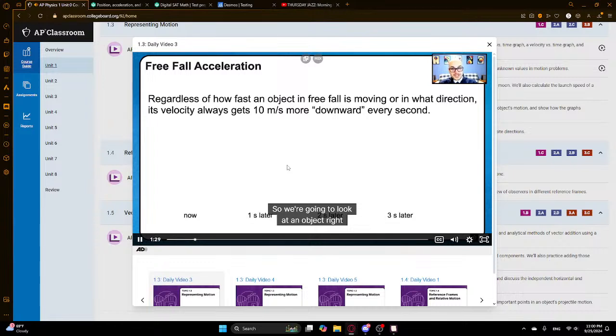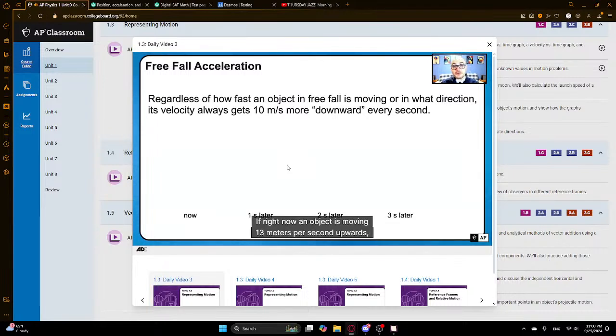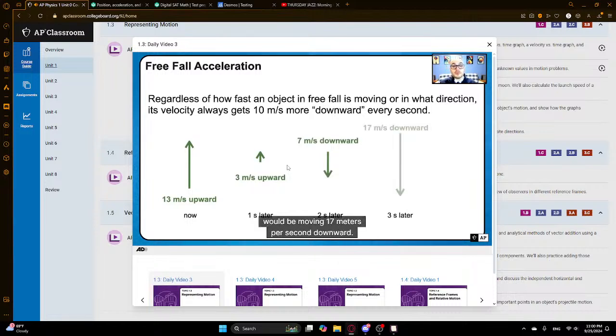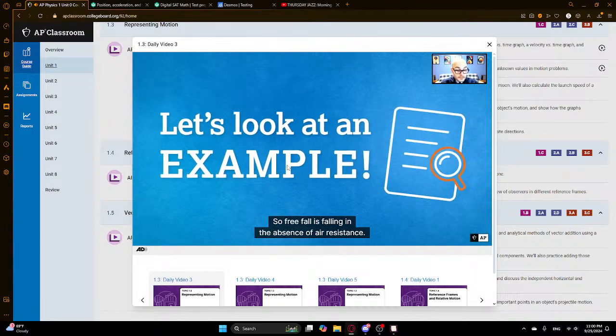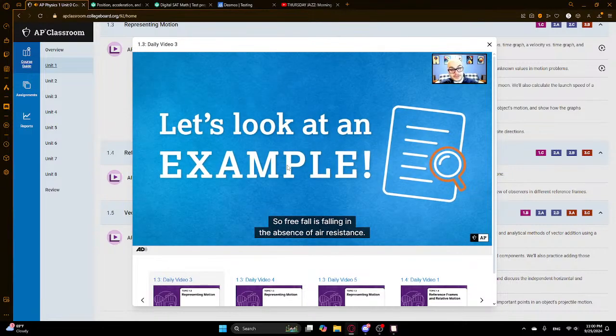So we're going to look at an object right now, 1 second later, 2 seconds later, and 3 seconds later. If right now an object is moving 13 meters per second upwards, 1 second later it would only be moving 3 meters per second upwards. That's 10 less. Well, 3 up minus 10 is 7 meters per second downward, and then 3 seconds from now, it would be moving 17 meters per second downward. That's a change of 10 more down every second. So free fall is falling in the absence of air resistance.